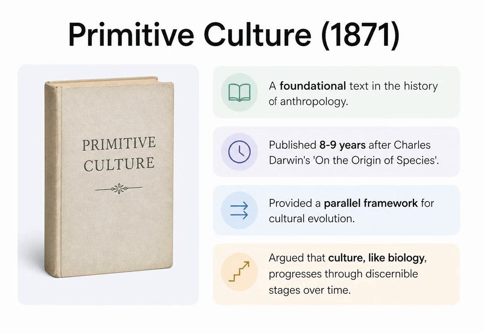Tylor's next major work, Primitive Culture, is considered one of the most foundational texts in the history of anthropology. Its timing was historically significant. It was published about 8 to 9 years after Charles Darwin's On the Origin of Species. Darwin had introduced biological evolution, and the intellectual climate of the time was buzzing with ideas about development and progress. Tylor's Primitive Culture provided a parallel framework, but for cultural evolution. He argued that culture, just like biology, progresses through discernible evolutionary stages over time.